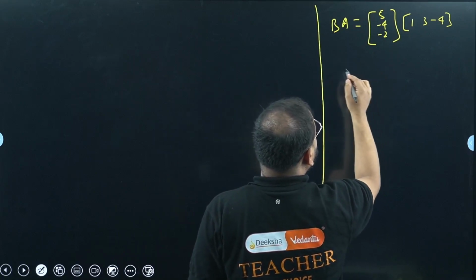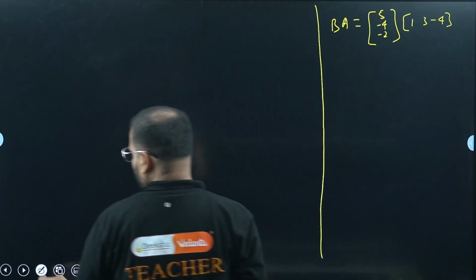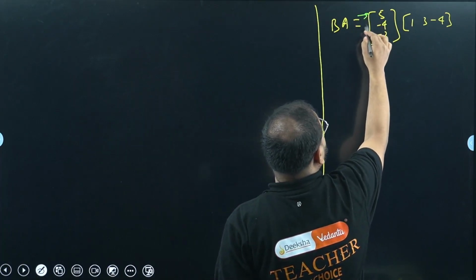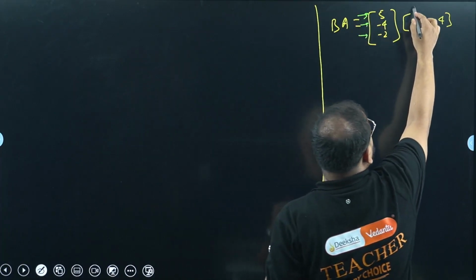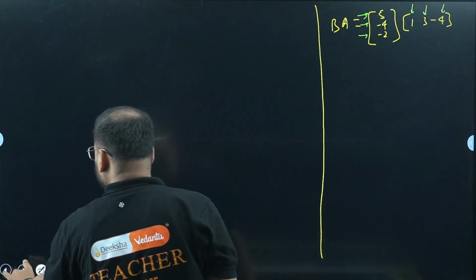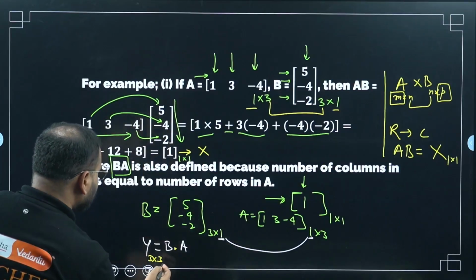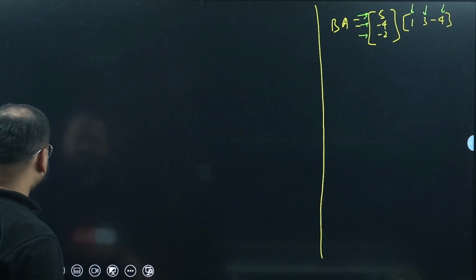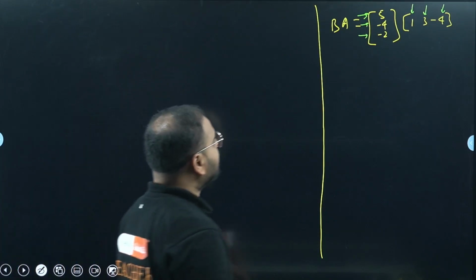Let's do it. So what is the order? Order we know. How many rows and columns here? There are 3 rows here and 3 columns here. So at least this much we know, that the resulting matrix will be 3 cross 3. It means I will have a square matrix that will look like this.